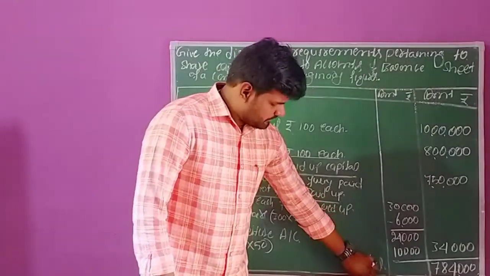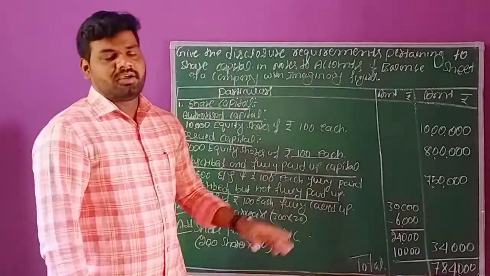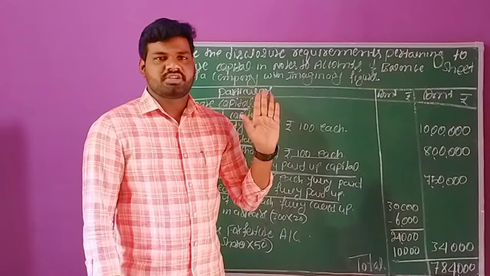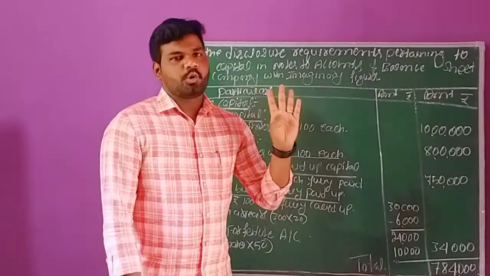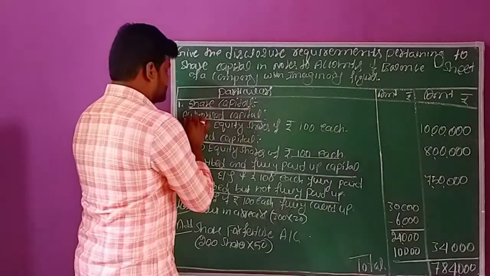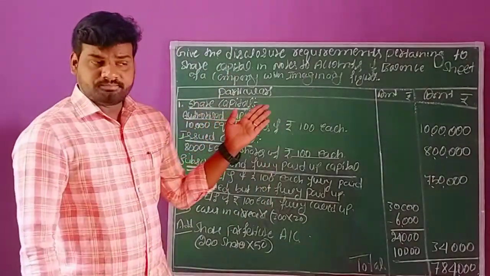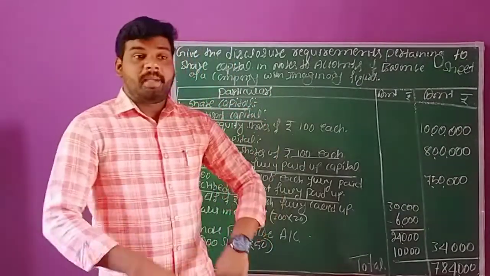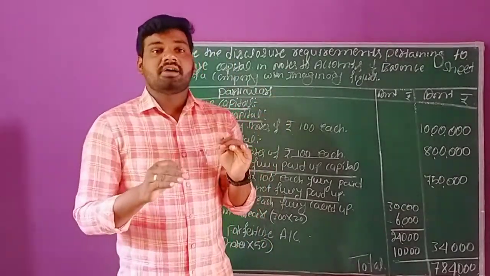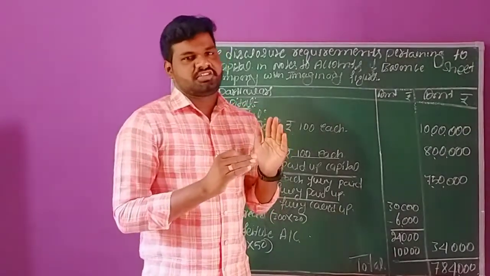In this question, I will take only some headings, because these are practical oriented questions. We need to take only 5 appropriate heads. The first one, under share capital, is authorized capital. What is authorized capital? Authorized capital is the maximum amount of capital authorized to be raised from the public by way of issue of shares, right?